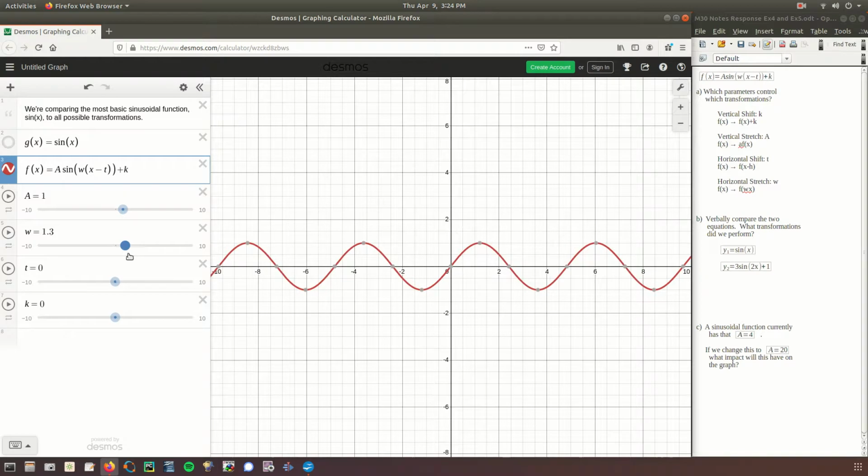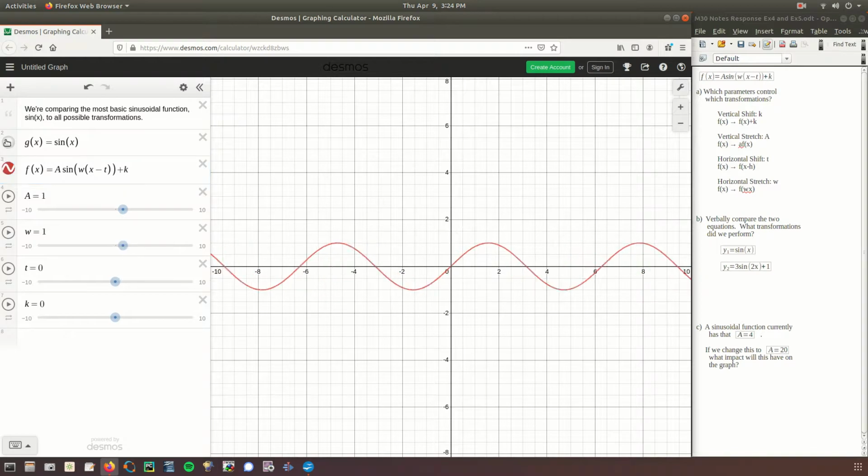We'll return this to a height of 1 here, and we can turn back on our blue function as well. These should be in the exact same location now. So now that we've seen which parameters control which equation, we can go ahead and verbally compare these two equations. We were asked to compare sine of x to 3 sine of 2x plus 1. One of the important things I want to do here is, rather than just listing what I think I see from the three transformations, I'm going to make sure that I list them in the order that they would occur relative to the order of operations.